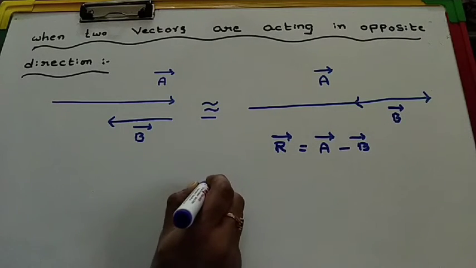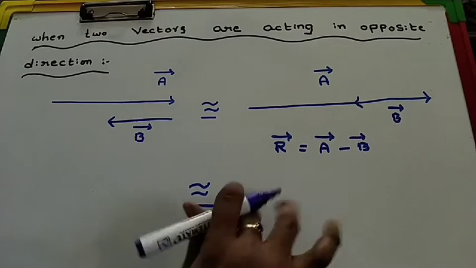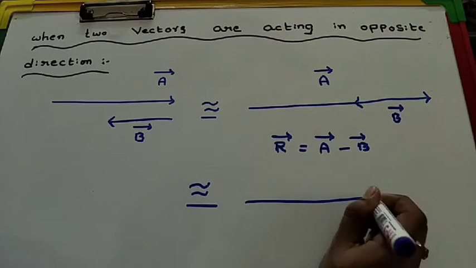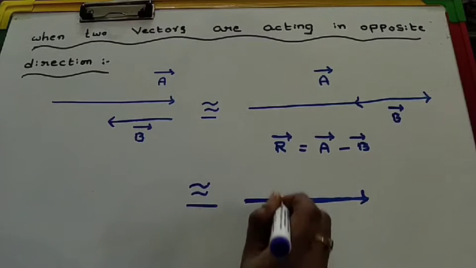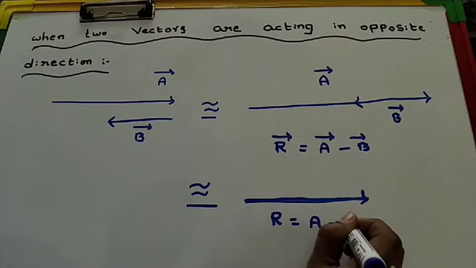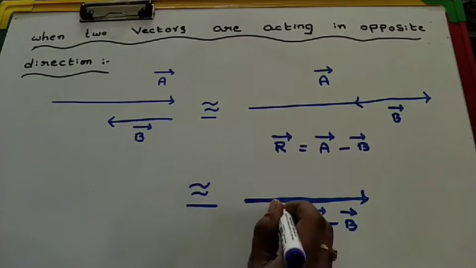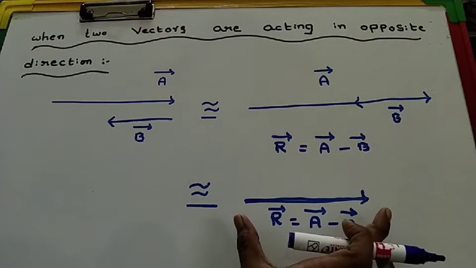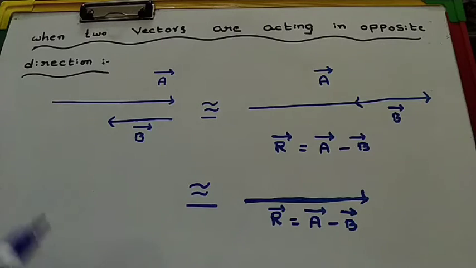Now what is the resultant? The resultant vector R is equal to how much? From here to here only. Okay. This is called R vector. That R is equal to A vector minus B vector. That means along the same direction but magnitude should be reduced.